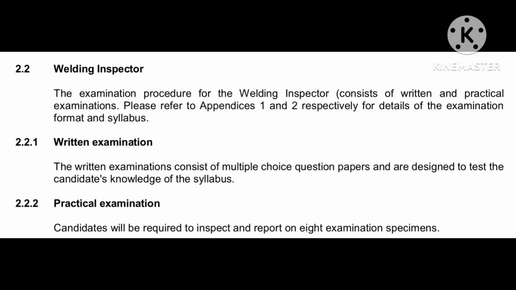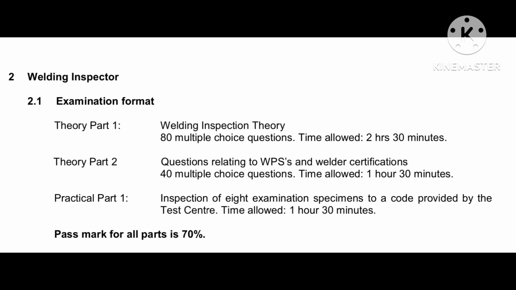We will discuss. Basically, the welding inspector exam happens in two categories. One is the written exam and the other one is the practical examination. The written exam has multiple choice questions. For the practical, they will give 8 examination specimens. The multiple choice questions are divided into part 1 and part 2.